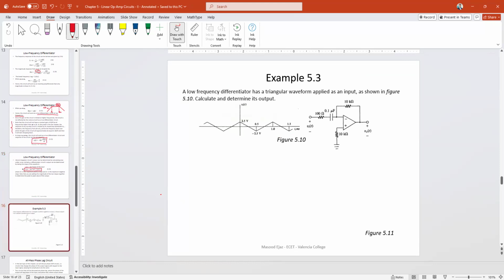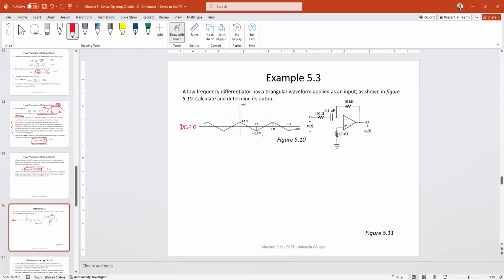So let's look at the example. A low frequency differentiator has a triangular waveform applied to its input as shown in the figure. Calculate and determine its output. Although the DC value here is 0, even if this DC value is not 0, and this triangular waveform is riding on 3 volt or 5 volt or negative 5 volt, it doesn't matter. That DC component, when it passes through this differentiator circuit, is going to become 0 at the output. So we don't have to worry about the DC component at the output.